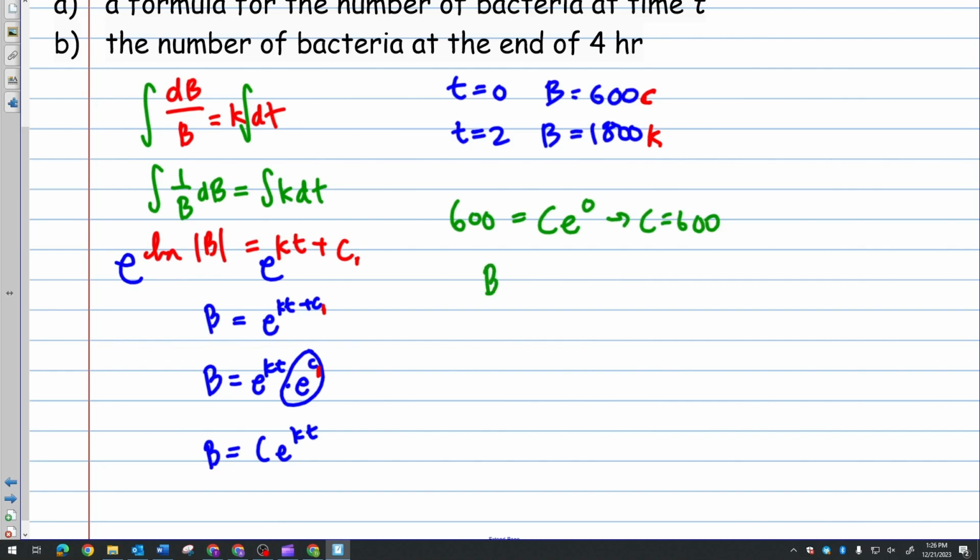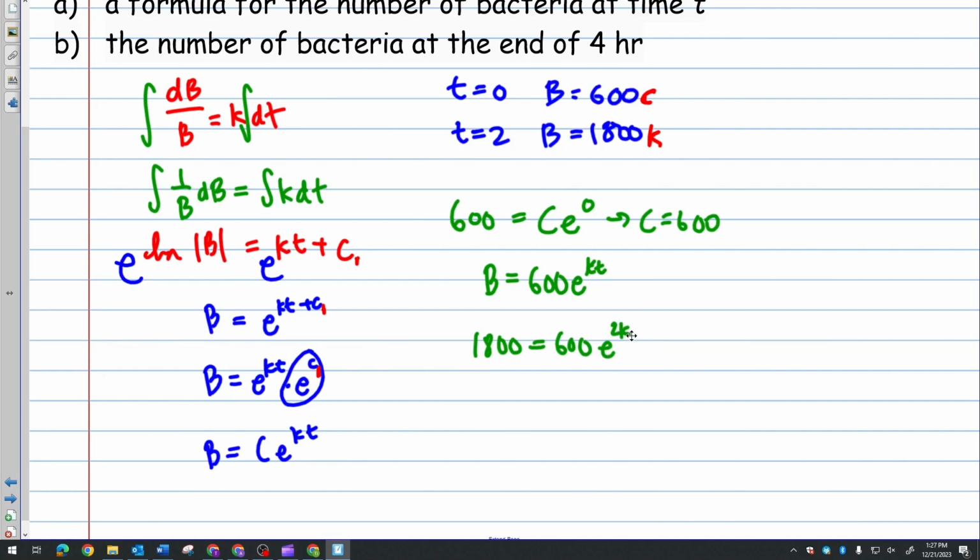So my equation I know is b equals 600 e^kt. All right, and now I need to solve for k. Well, again, my second condition here will help me solve for k. So when b is 1800 and t is 2, this is k times 2, which is really 2k. It's kind of awkward to write k2. I usually switch it unless it's k9, then I would leave it. So right here, this is 1800 equals 600 e to the 2k.